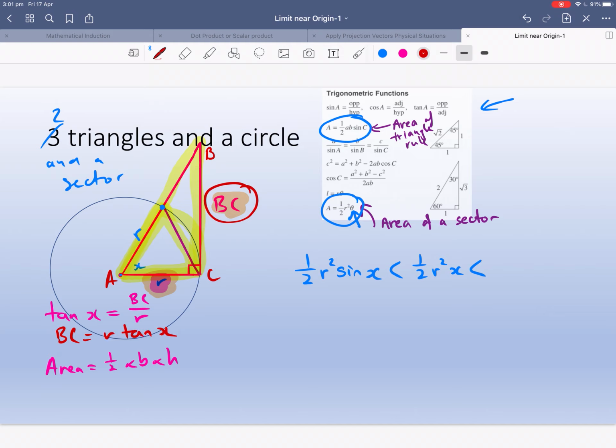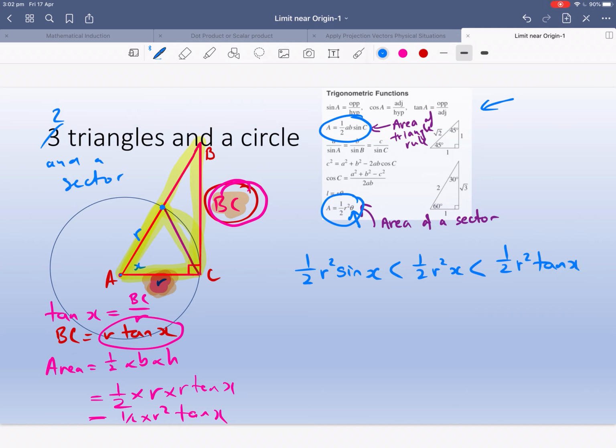Now, what's the area of that triangle then? The area will be half, our base is R, times our height, and our height is just BC, and we've got BC in terms of this. So it's R tan x, so that equals half times R squared tan x. Now we can clearly see that that triangle is bigger, so I can put half R squared tan x over here.